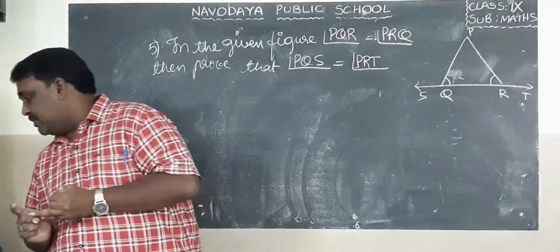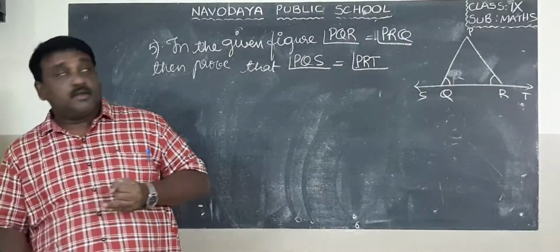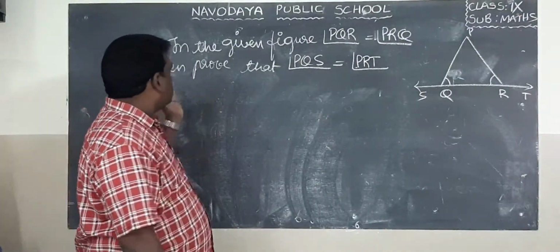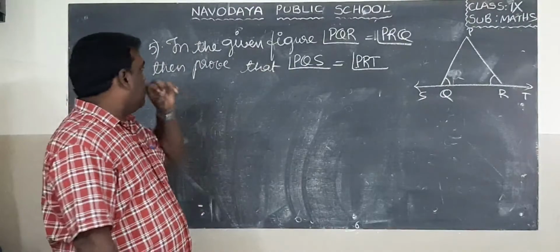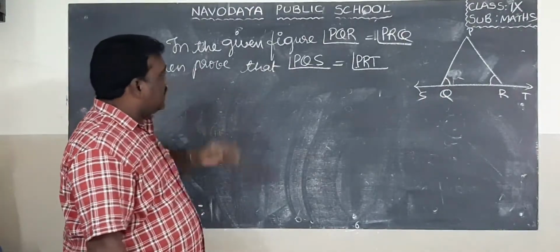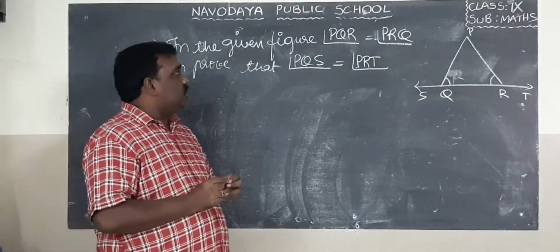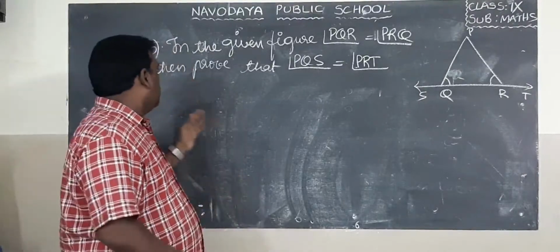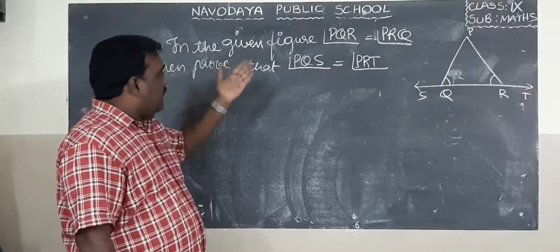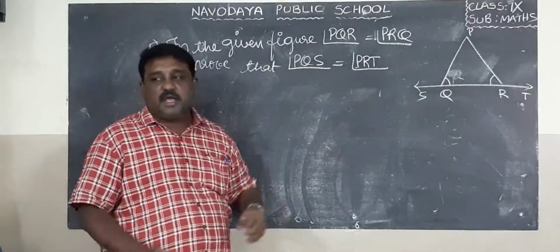Now see problem number 5, write down problem number 5. Copy problem number 5 first, the question along with the diagram. What is problem number 5? In the given figure, angle PQR equal to angle PRQ. Then prove that angle PQS equal to angle PRT.